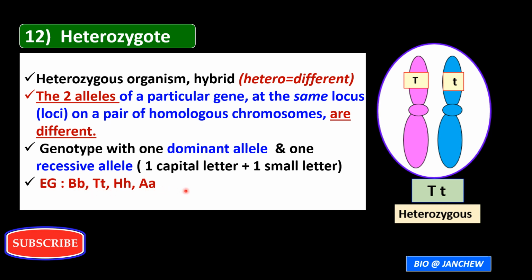So can you think of one example of a genotype, okay, which shows that the organism is a heterozygote? Okay, for example, big G, small g.